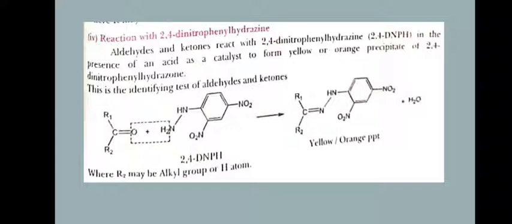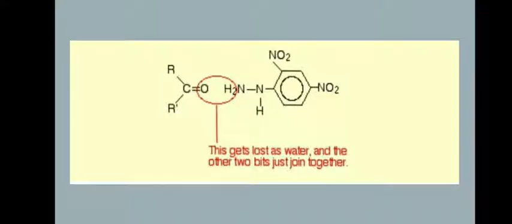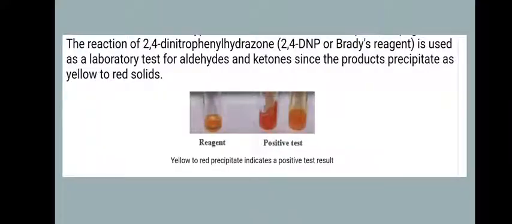So this is the reaction. The carbonyl oxygen and two hydrogens of NH2 are removed, and the 2,4-DNPH gets attached to the carbon through a double bond. It has been further explained. This is lost as water, which has been encircled in red, and the other two parts just join together. 2,4-dinitrophenylhydrazone is formed with an orange or yellow color.